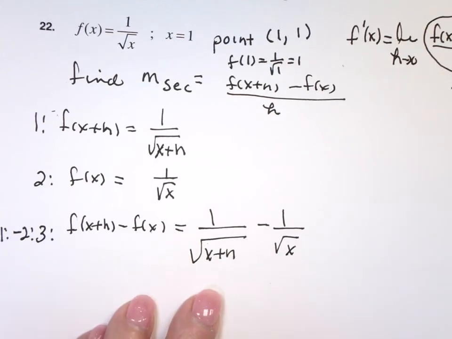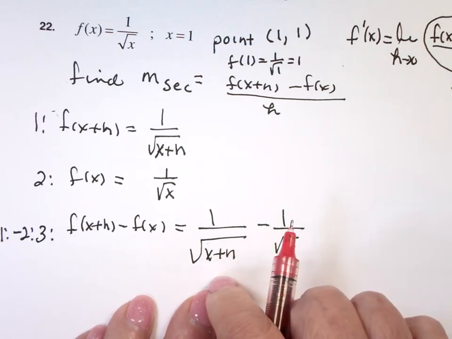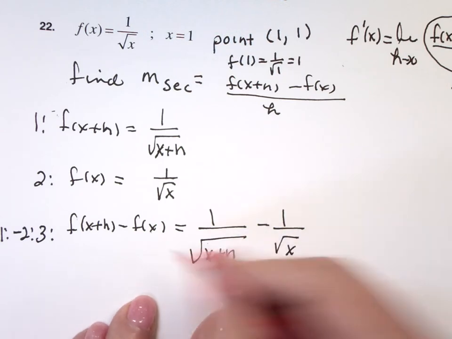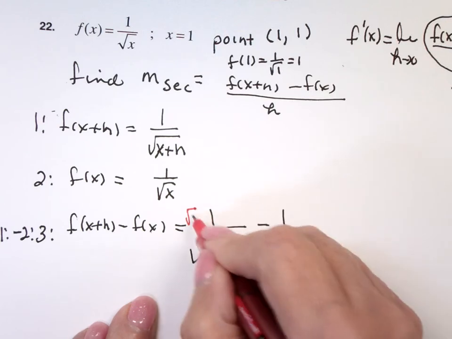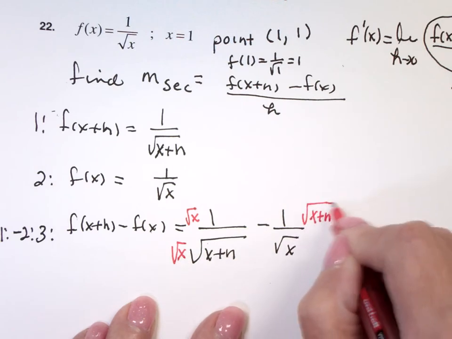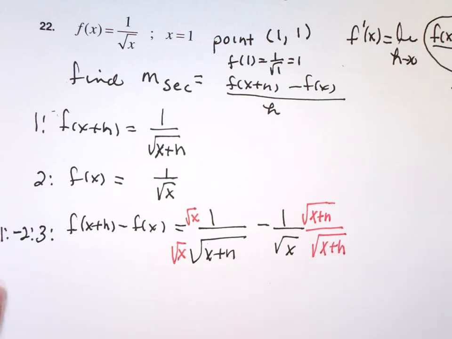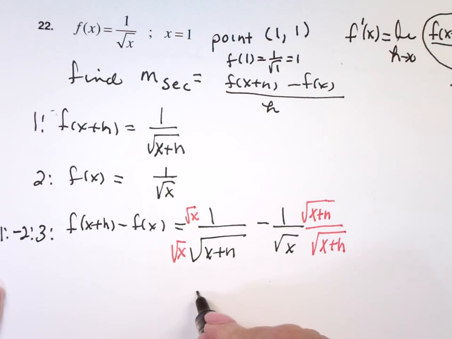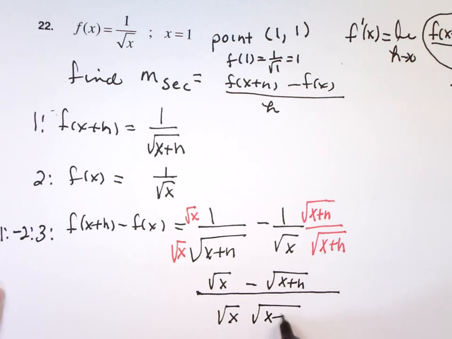Now this is where the work starts. I'm going to bring this over a common denominator. Square root of x, square root of x, square root of x plus h, square root of x plus h. So this becomes the square root of x minus the square root of x plus h over the square root of x times the square root of x plus h.